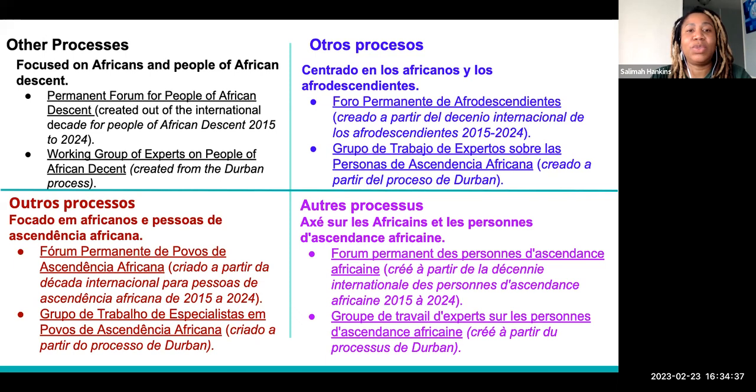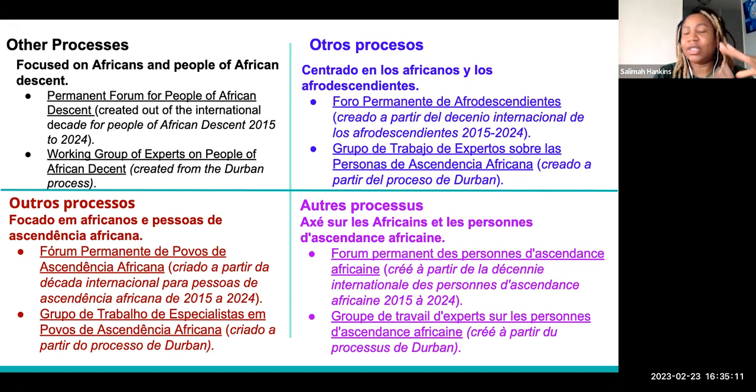And again, like I said, that was 2015 to 2024. And then another process, which is completely separate, is what I mentioned before, which is the working group of experts on people of African descent. They're kind of a special procedure, but they were not created in the same way that the other special procedures were created. They were created from the Durban process.